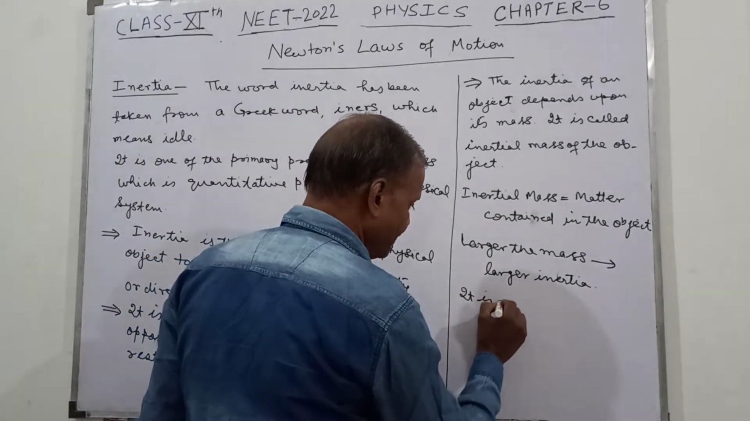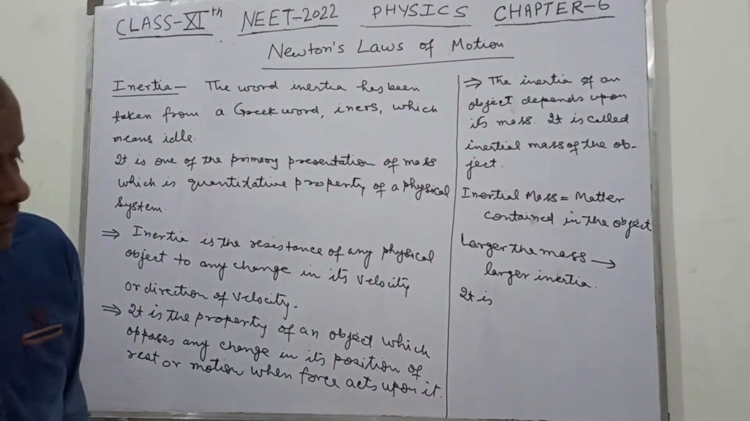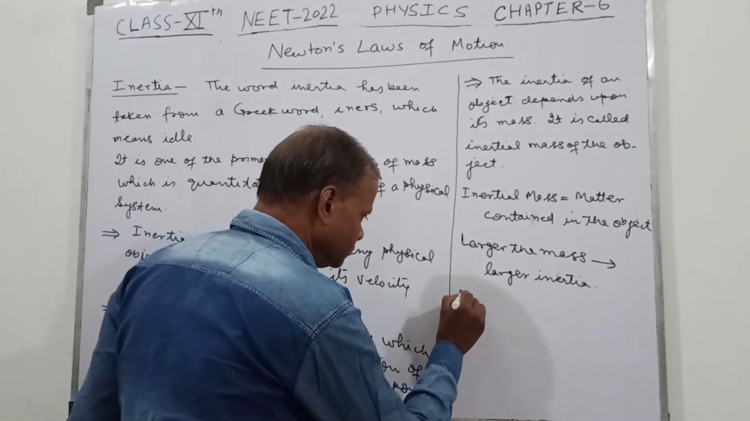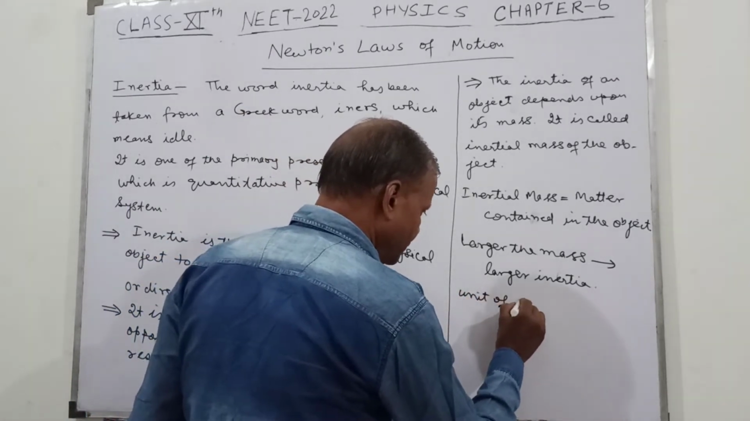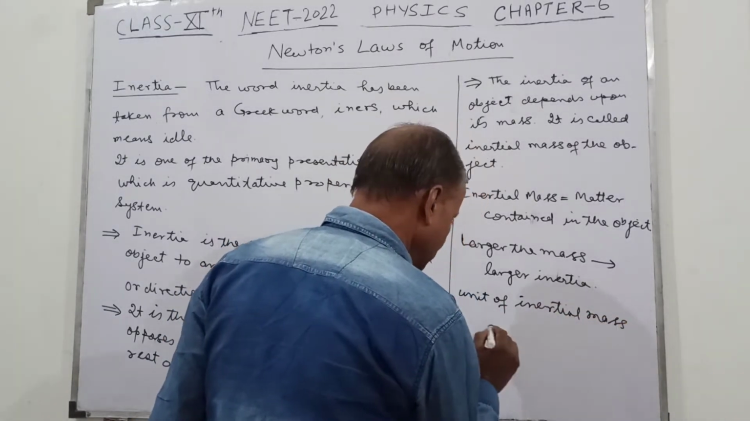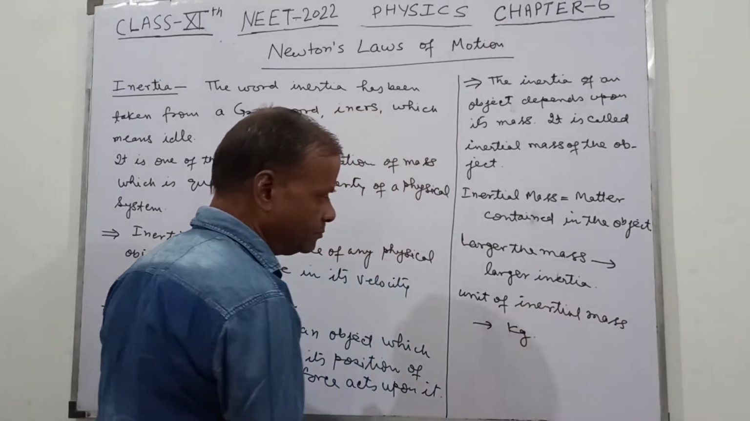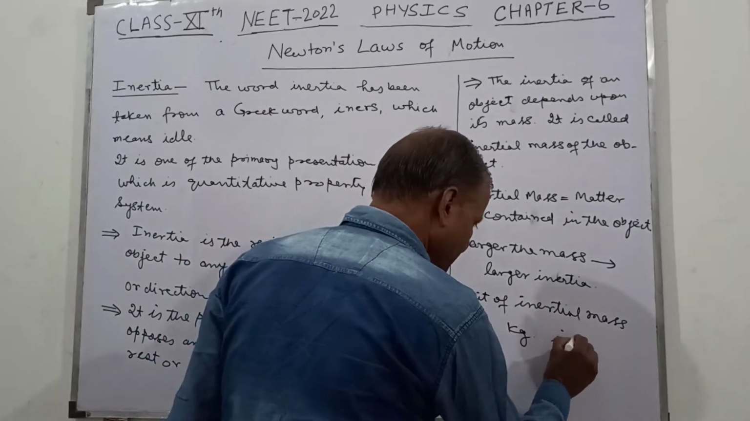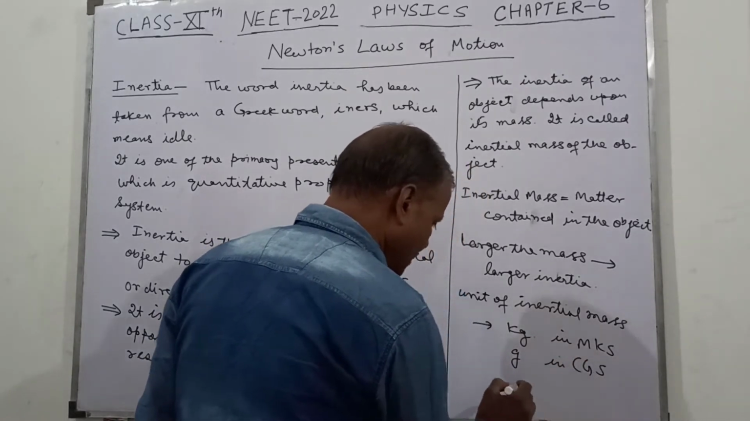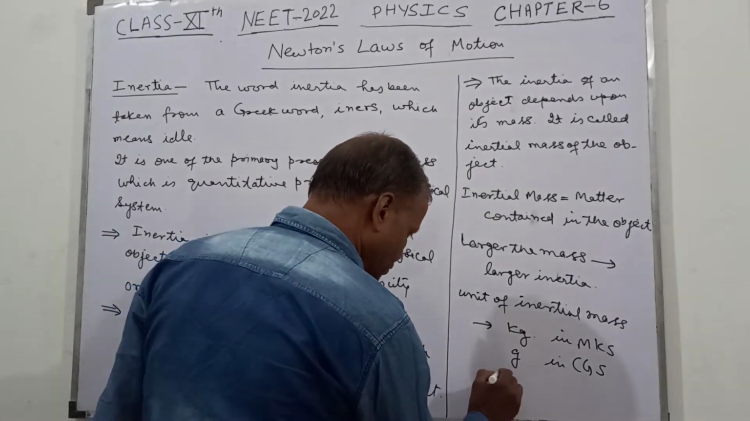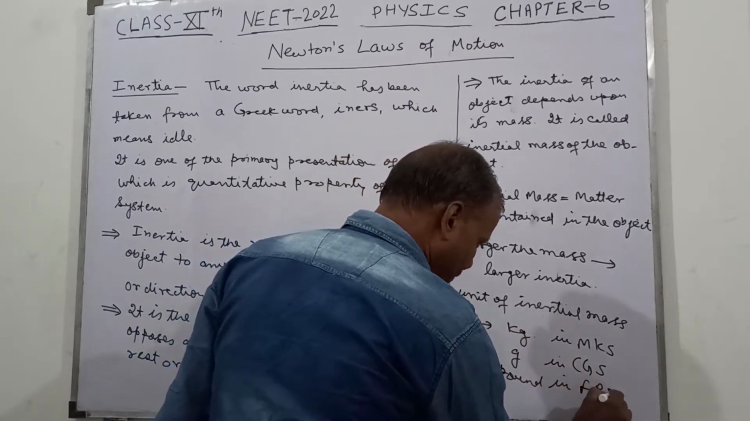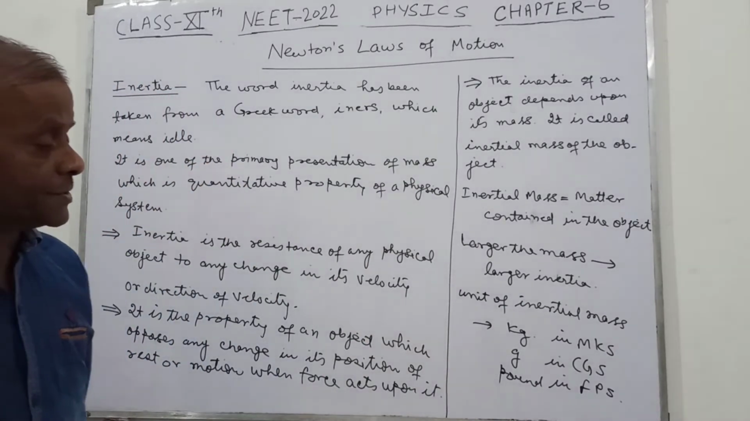Now we can take the unit of inertial mass. The unit of inertial mass is kilogram in MKS, gram in CGS, and pound in FPS.